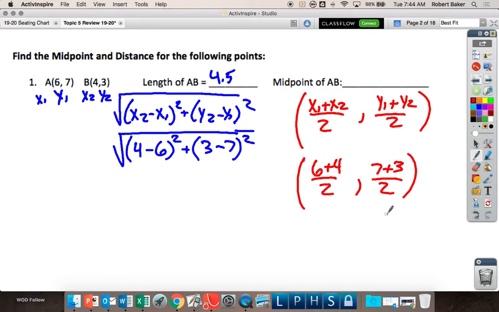So 6 plus 4 is 10, 10 divided by 2 is 5. 7 plus 3 is 10, and 10 divided by 2 is 5. So our midpoint is at the location (5, 5), the coordinate location of the midpoint of AB.